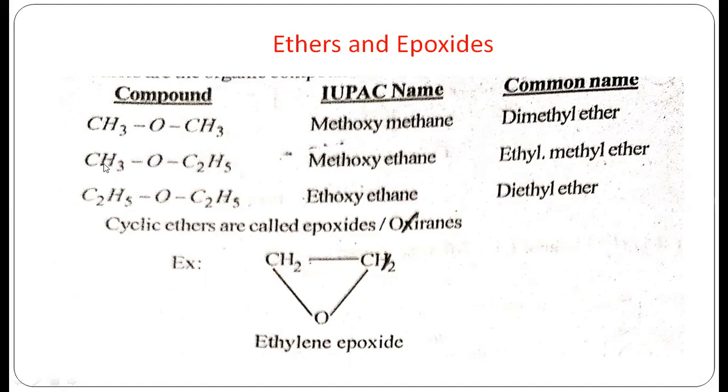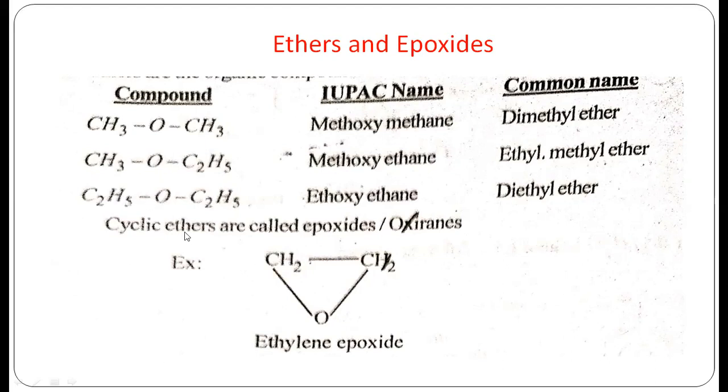So ethyl methyl ether. Then when we write the IUPAC nomenclature, we can say methoxy or ethoxy. This is the long chain which has two carbons, and we consider the other group as a substituent. So we say methoxyethane. Similarly, when two same alkyl groups are present, the name is diethyl ether. Then the IUPAC nomenclature is ethoxyethane.